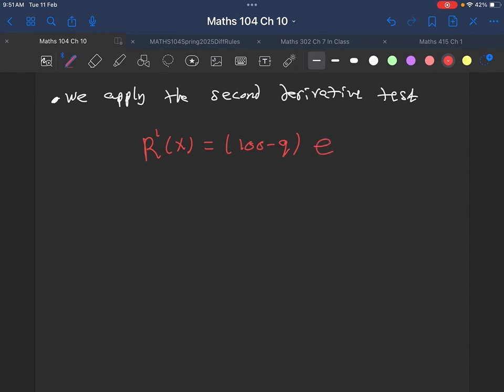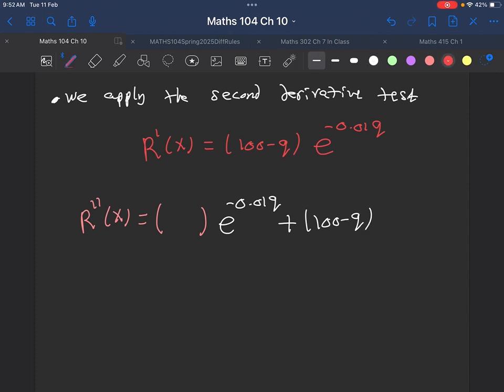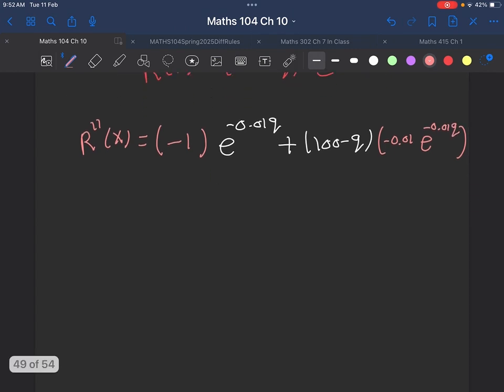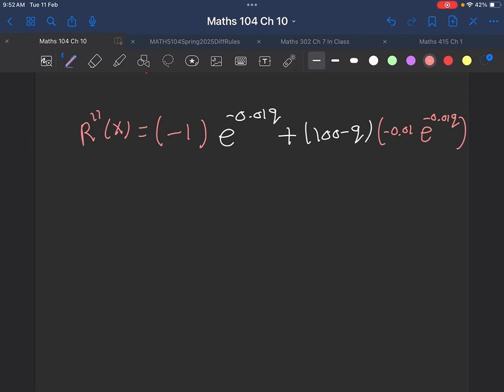Let me remind you what is r. It was 100 minus q times e to the 0.01 q. Now, in order to find r double prime of x, you need to use the product rule again. We have a function here, another function here. So it will be derivative of first times the second plus first times the derivative of the second. Now, what is the derivative of first with respect to q? It will be just -1. What is the derivative of the second with respect to q? It will be this one.